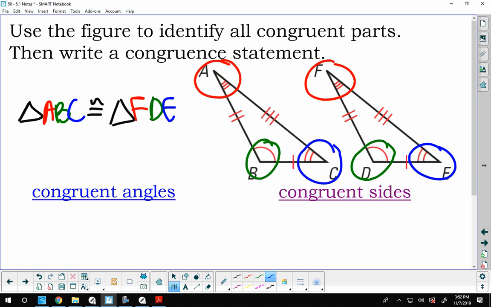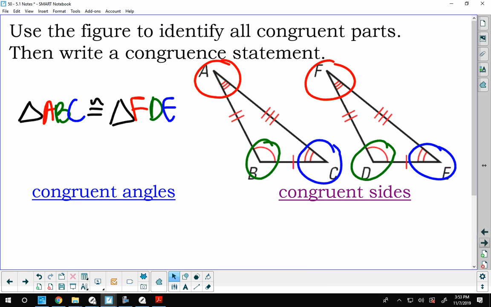Doesn't matter which letter you start with. I could also say triangle BAC is congruent to triangle DFE, or I could say triangle CAB is congruent to triangle EFD. It doesn't matter. There's many different orders you could do. It doesn't matter what letter you start with. It's just that A has to match up with F, B has to match up with D, and C has to match up with E.